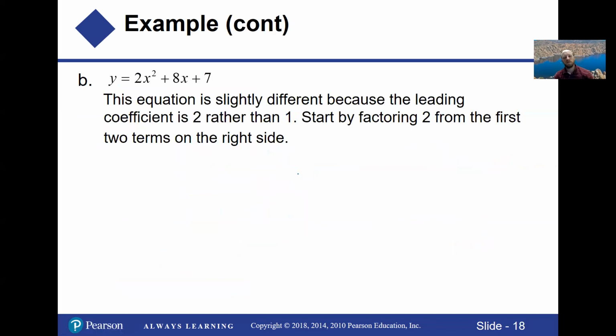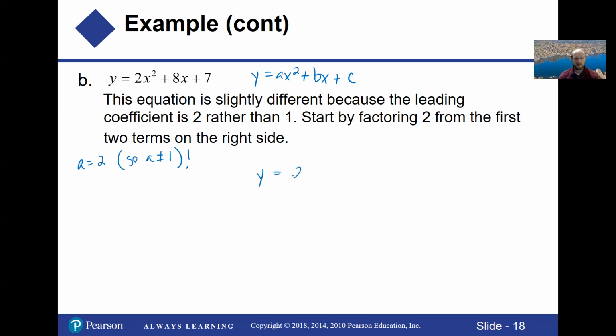Now let's do a completing the square where a is not equal to 1. In this case, a equals what? A is equal to 2, where we have our standard form, ax squared plus bx plus c. So a is not equal to 1. This is very, very important. When our leading coefficient is not 1, it's 2 in this case, we're going to start by factoring 2 from the first 2 terms on the right side.